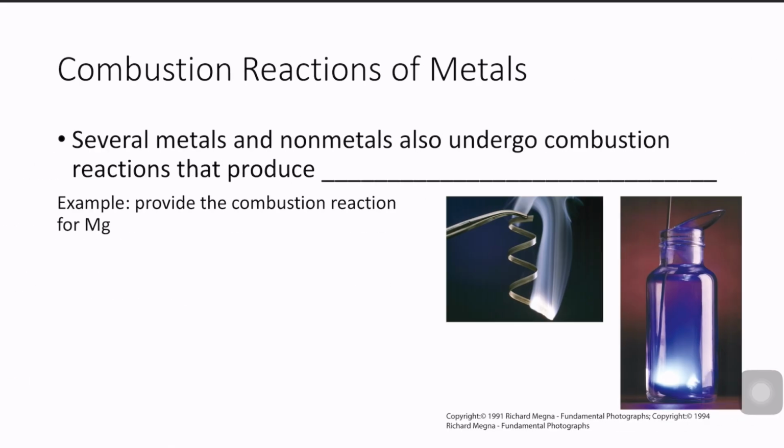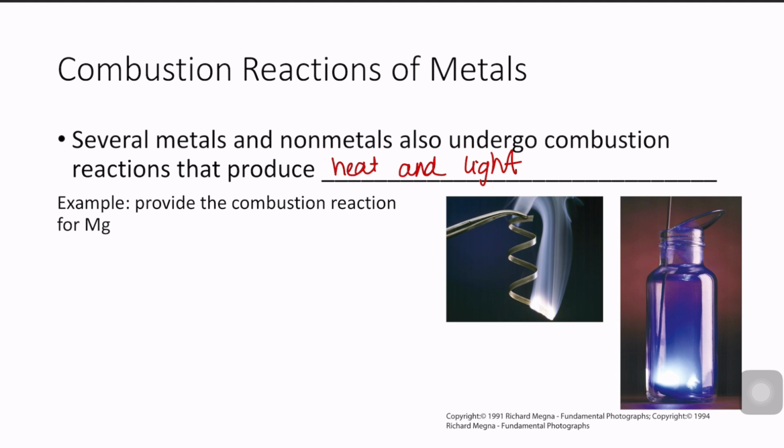Hydrocarbons are not the only thing that can undergo combustion. Metals and nonmetals can also undergo combustion, and the products are heat and light. Now, to get the chemical products, you're going to need to see how they combine. So let's look at an example of the combustion reaction for magnesium.